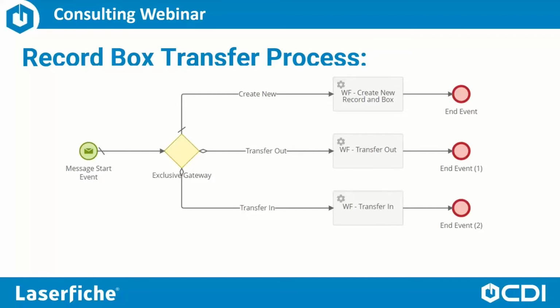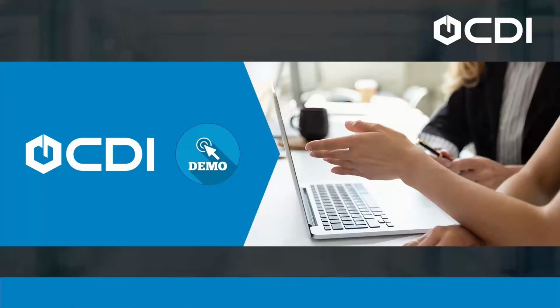So that if we transfer it out, somebody comes in and says, hey, I need that box 3100, we can mark it as being out and put a hold on that so that it does not get destroyed if it were to come to that. And then we can transfer it back in as well. So there's going to be 3 different scenarios here in our demonstration. So why don't we take a look at our demo right now?